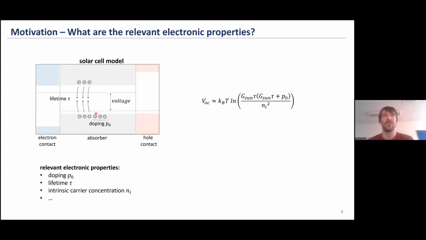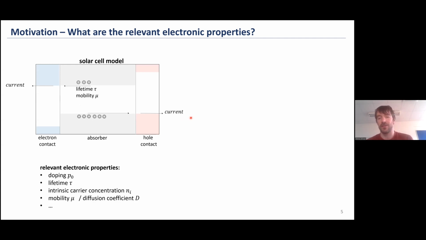The properties which go in there are basically the carriers in the bands. Some of them are already there in the dark, so this would be the doping concentration, which is important. Then there are photogenerated carriers, and their concentration depends on the lifetime. And there is the intrinsic carrier concentration. With these three properties and the generation rate from the sun, you can basically calculate the VOC of your material.